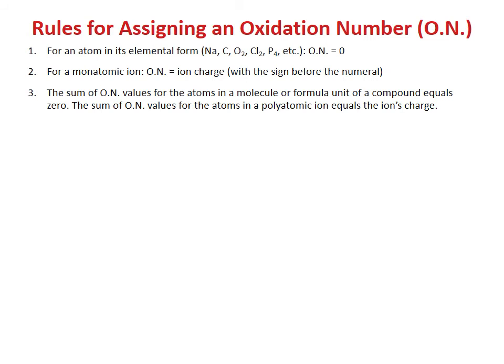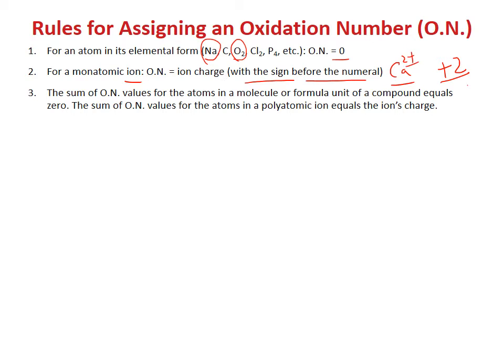For an atom in its elementary form, for example, a sodium atom has an oxidation number of 0. An oxygen molecule is in elementary form, so the oxidation number is 0. For a monatomic ion, the oxidation number equals the ion charge. For example, when calcium loses 2 electrons, it becomes a 2+ cation. The oxidation number is +2, with the sign before the numeral. So this is the oxidation number, and this is the ion charge.